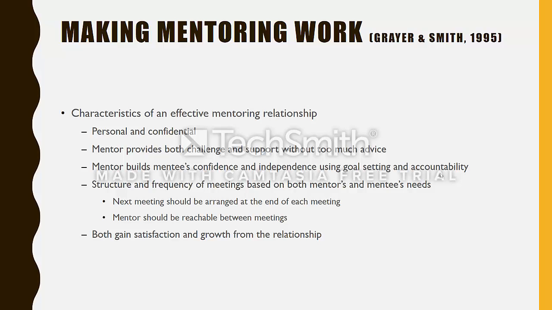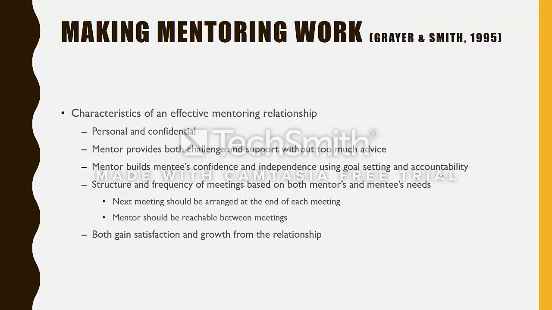And then some things, like making sure that the mentor is okay with you reaching out to them between meetings. It has been found that to make mentoring most effective, the mentor should be reachable between formal mentoring meetings. And then really the best, most effective mentoring relationships are those where both the mentor and the mentee have a sense of satisfaction and growth from the relationship itself.